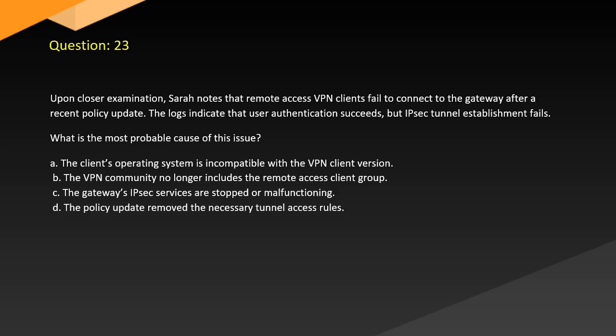Question 23. Upon closer examination, Sarah notes that remote access VPN clients fail to connect to the gateway after a recent policy update. The logs indicate that user authentication succeeds, but IPsec tunnel establishment fails. What is the most probable cause of this issue? A. The client operating system is incompatible with the VPN client version. B. The VPN community no longer includes the remote access client group. C. The gateway's IPsec services are stopped or malfunctioning. D. The policy update removed the necessary tunnel access rules.